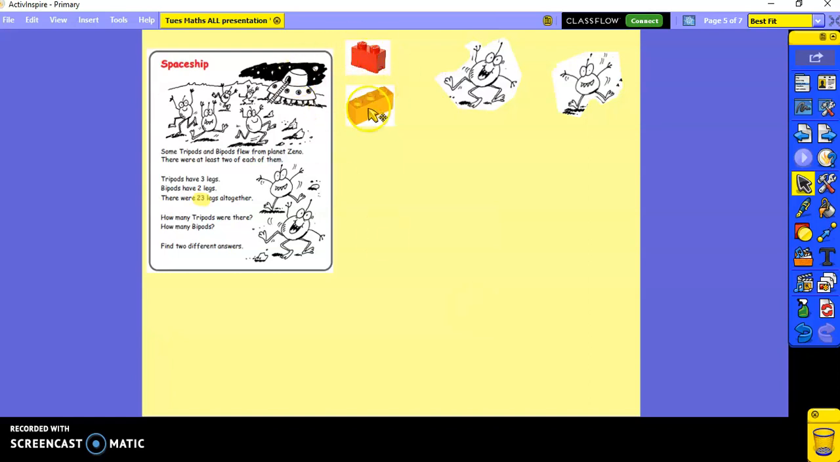Now you could also use Lego bricks. I found a picture here of a 3 peg Lego stick. There's 1, 2, 3 bumps on it, and also a 2 bumped Lego or pegged Lego stick. So that would be a bipod and that one would be a tripod, and I could see how many of those I need to make 23. And again, you could take a photo and send your photos in to your teacher. But remember, you're finding 2 different ways of working it out.